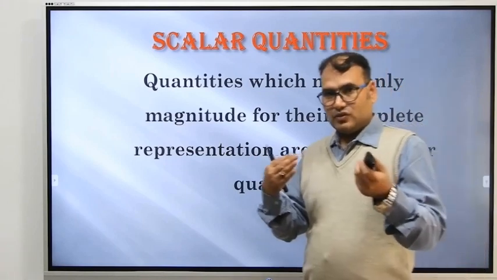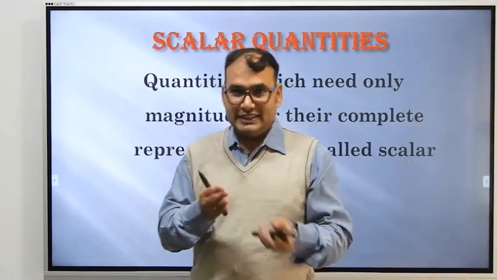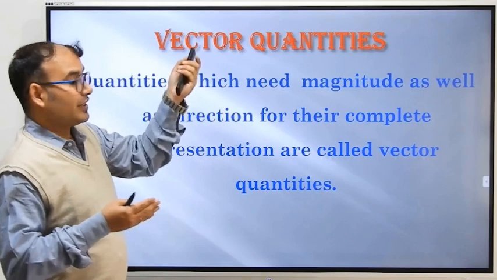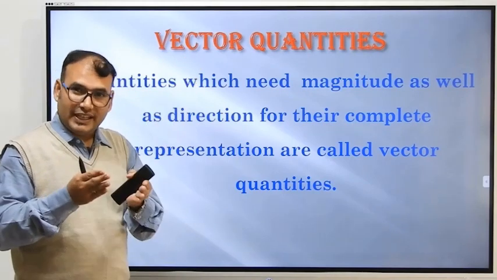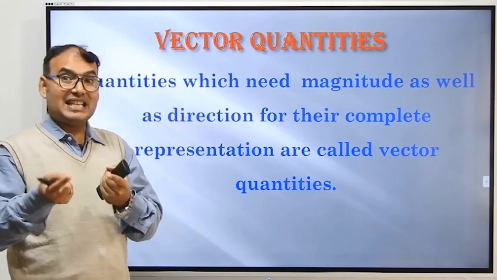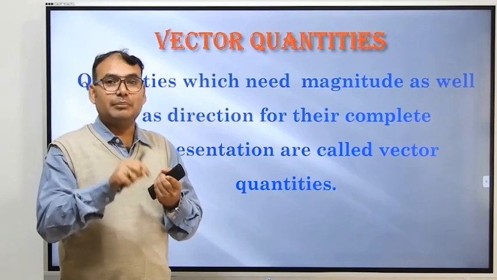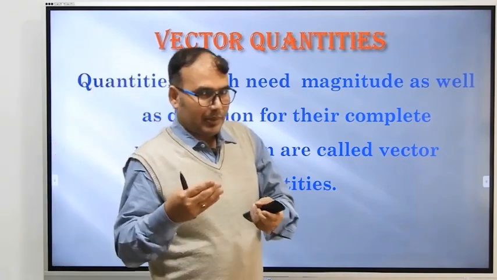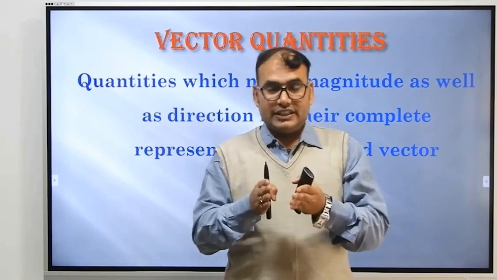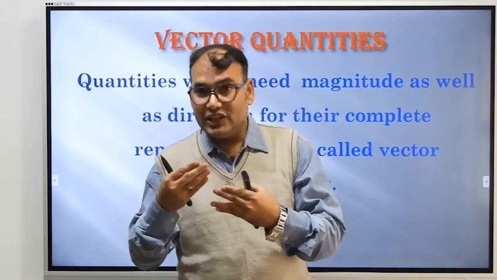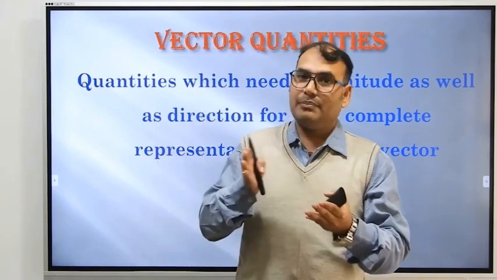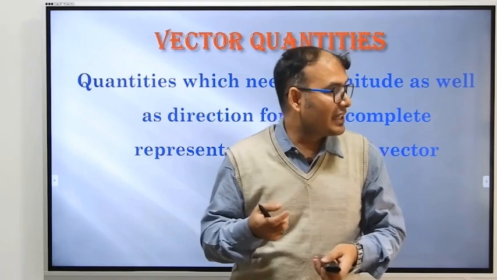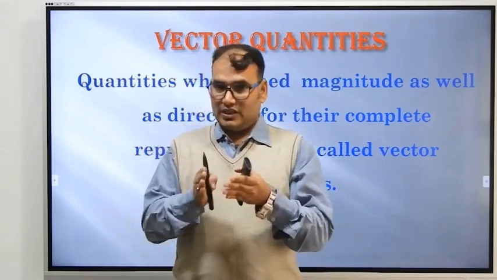Now coming to the vector. So what is a vector quantity? Vector quantities are the quantities which require magnitude as well as direction for their complete representation. I am repeating, if any physical quantity requires magnitude as well as direction for its complete representation, then we will say that particular quantity is a vector quantity.